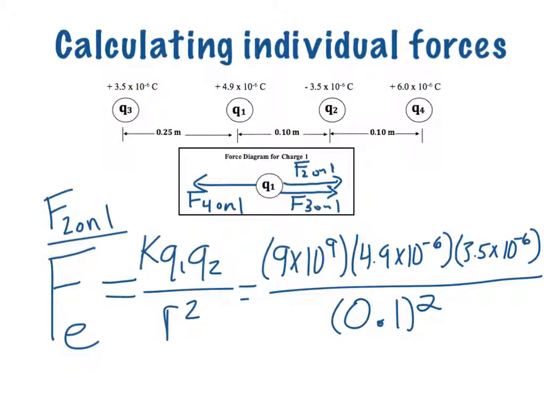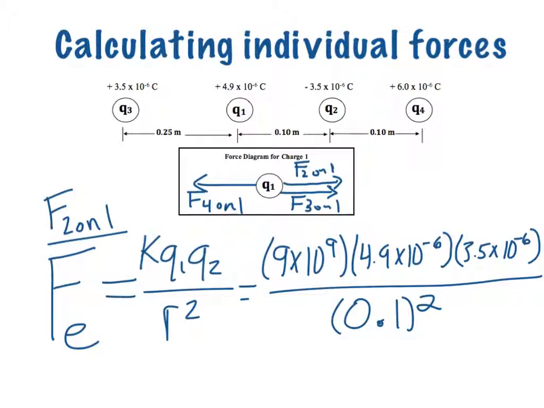So first thing, 9 times 10 to the 9th, 4.9 times 10 to the negative 6th, and 3.5 times 10 to the negative 6. If you notice on this one specifically, the charge of 2, I dropped the negative sign because positive and negative has no importance here except for the fact it would tell us that the charges were either oppositely charged or had the same charge for a positive answer, which doesn't matter to us because based on our force diagram, that's how we're going to determine direction.